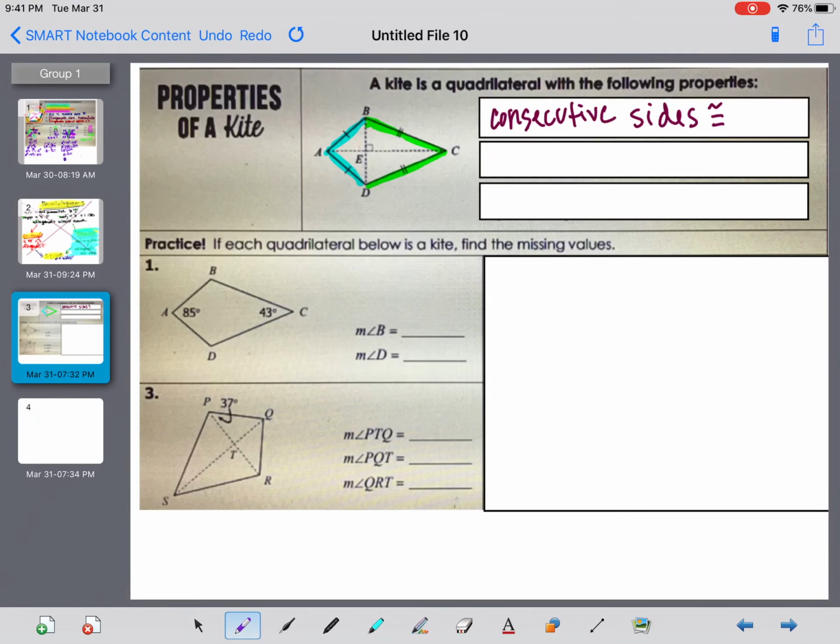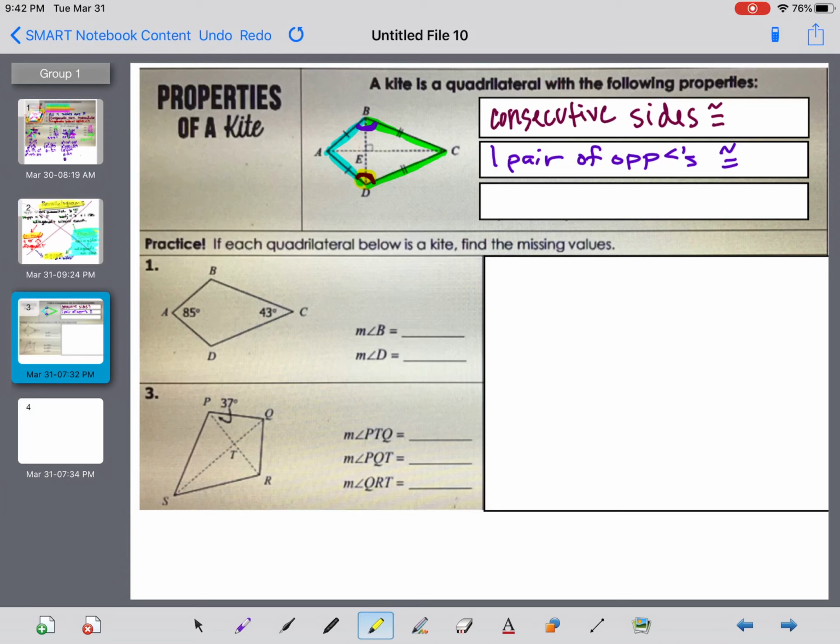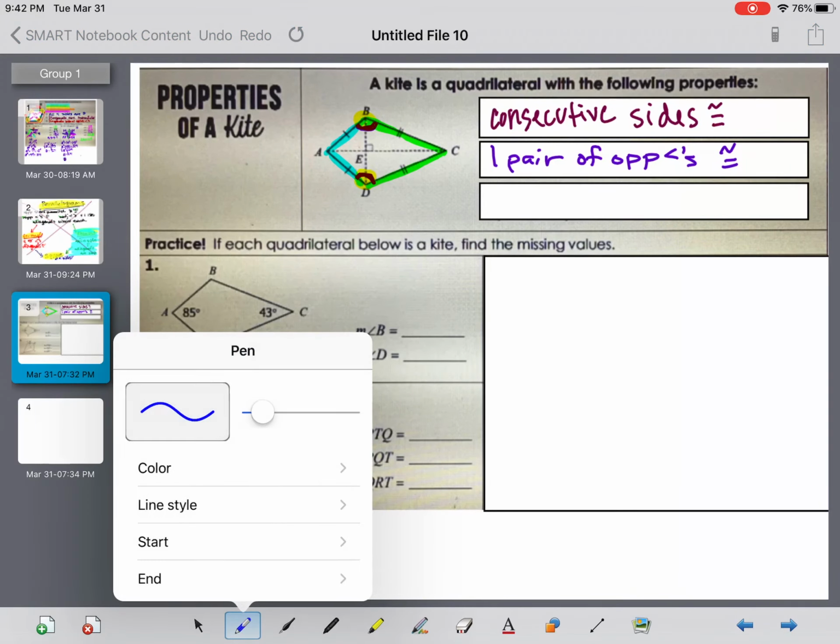All right, so the next property that we're going to talk about with a kite is that one pair of opposite angles are congruent. So this angle right here in the middle of the kite is equal to this angle over here in the middle of the kite. Now, it has to be this set. This one right here is not equal to that one down there. Forget about it. Doesn't happen. It has to be this angle D congruent to this angle B. Those are your congruent angles here.